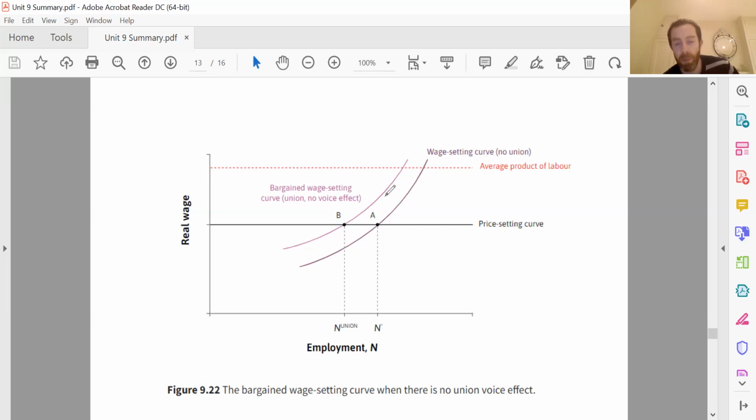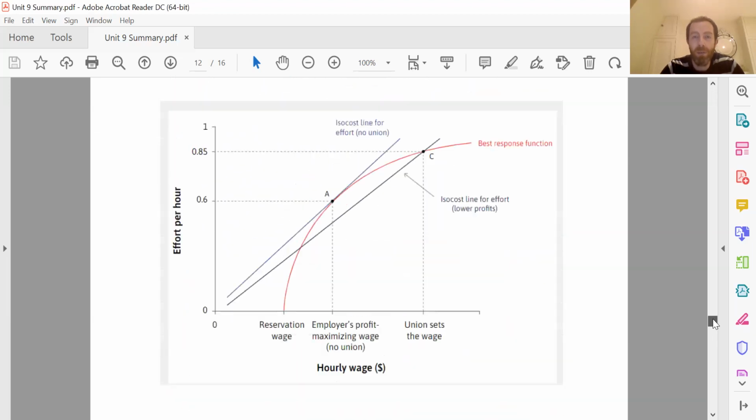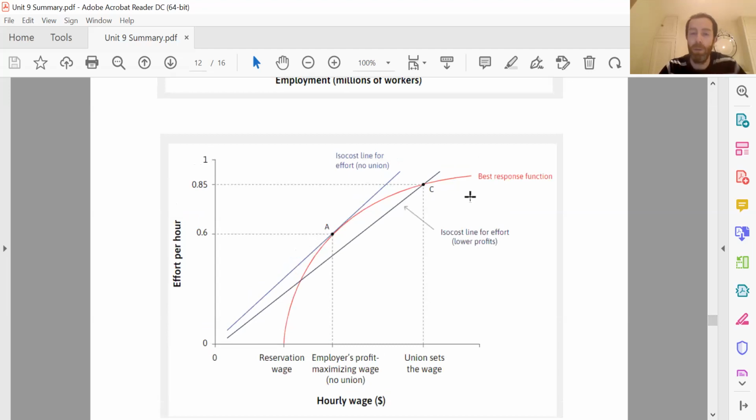So what we see happen is, let's start off. We're at point A, the wage setting curve when there's no union. So this is our standard equilibrium. And now, as a result of the union getting involved, we can see that at this particular level of unemployment, where the worker has this best response function, the wage has to be higher. So the wage to get the worker to actually work has to be higher.